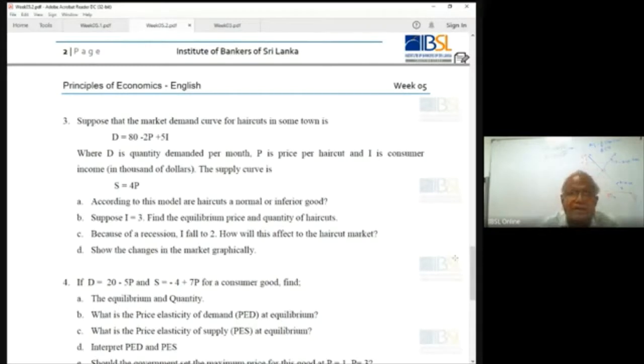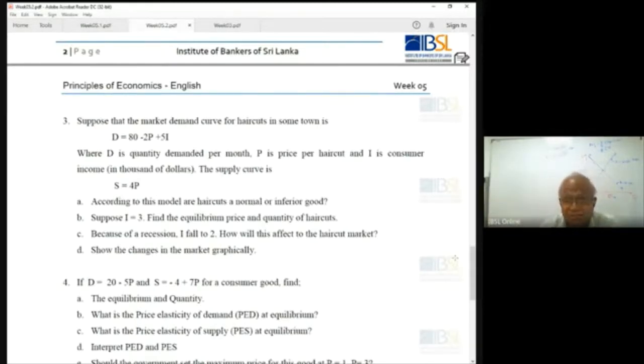Suppose that the market demand curve for haircuts in some town is D equals 80 minus 2P plus 5I. It's different from the normal demand curve, with an income variable. Normally demand has many variables: price, income, number of consumers, expected future price. In this special demand curve, demand depends on price and income, other factors held constant.